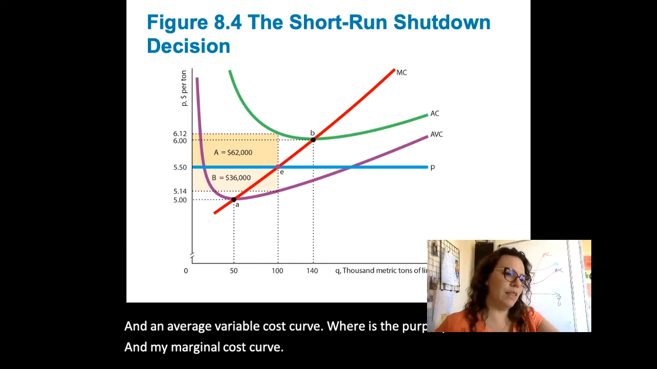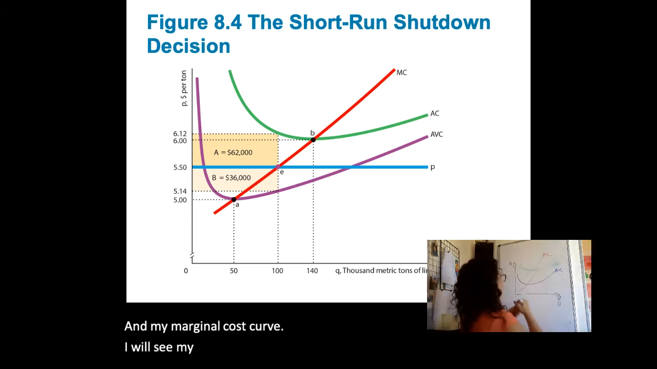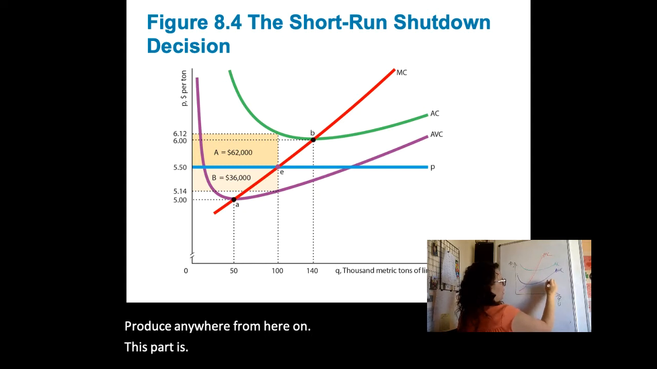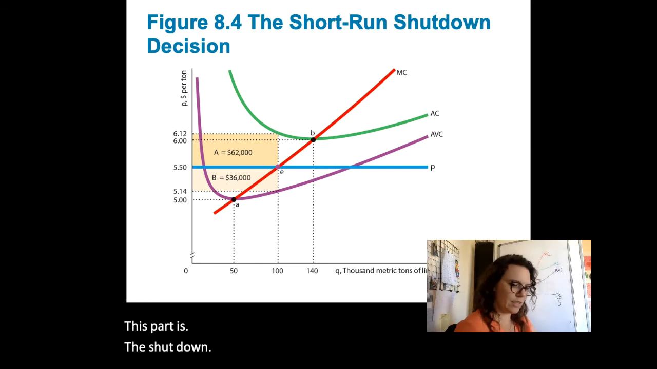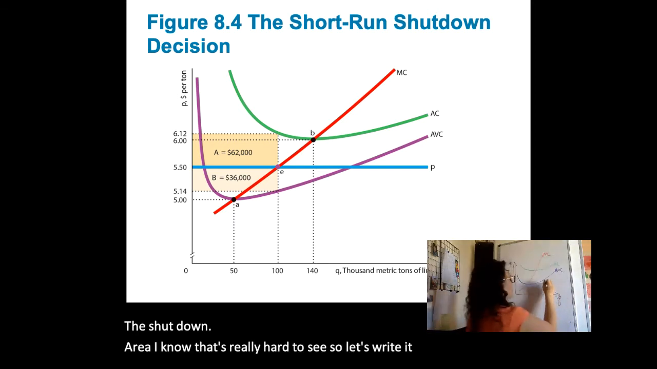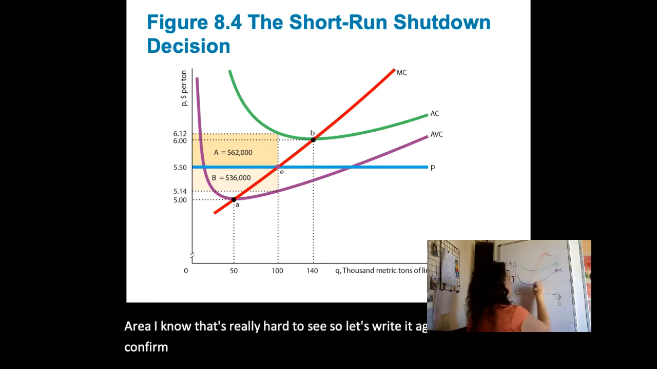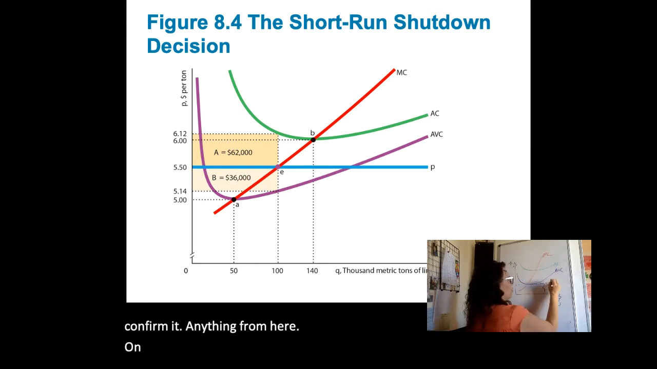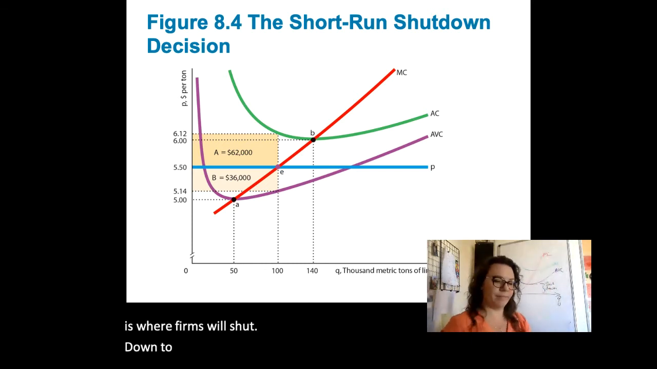I will see my firm produce anywhere from here on. This part is the shutdown area. I know that's really hard to see, so let's write it again in black to confirm it. Anything from here on is where firms will shut down to minimize losses. Okay?